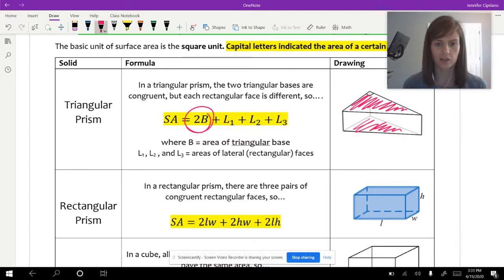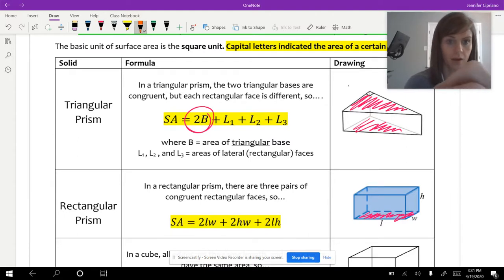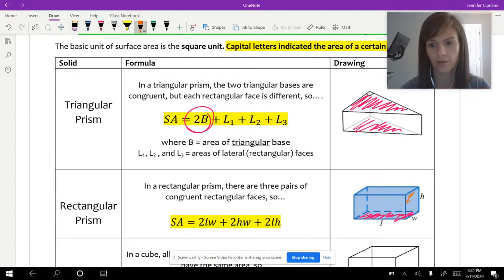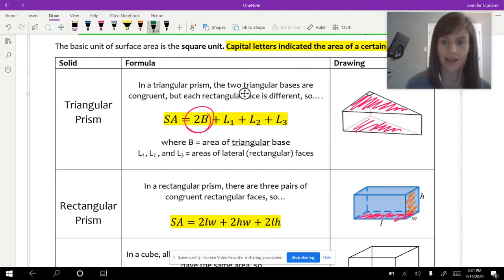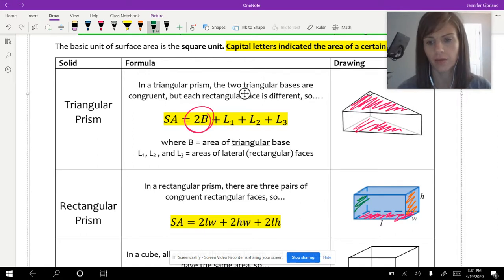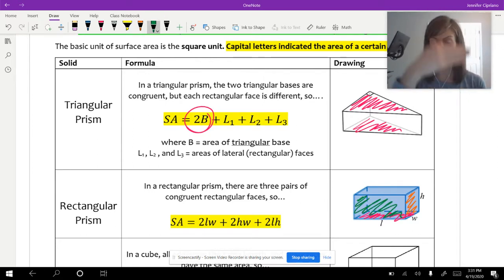To find the surface area of a rectangular prism, we would find the area of the bottom, that's length times width, and multiply that by 2. We would find the area of the left and right sides, so just find one area and multiply by 2, and then find the area of the front and multiply by 2, and that would also give us the back. So you have a little bit of a shortcut with a rectangular prism.